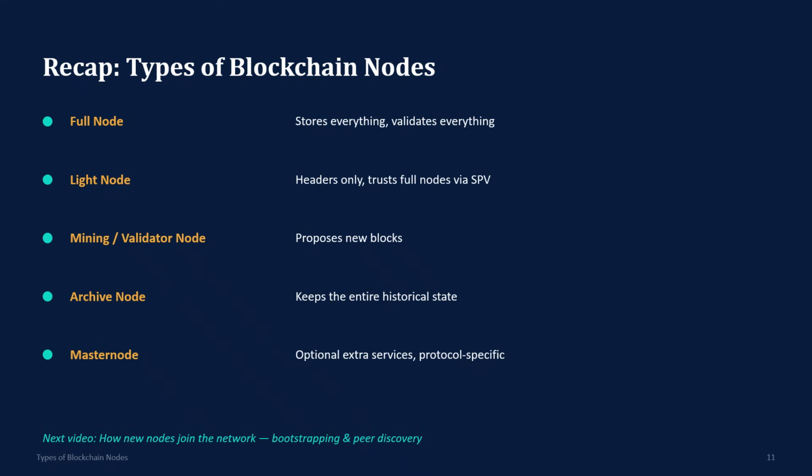Let's lock it in. Full nodes store and validate everything. Light nodes lean on SPV to stay lightweight. Mining and validator nodes propose blocks. Archive nodes hold the full history, and master nodes add optional extras on top of the chain. This is what the types of blockchain nodes are.